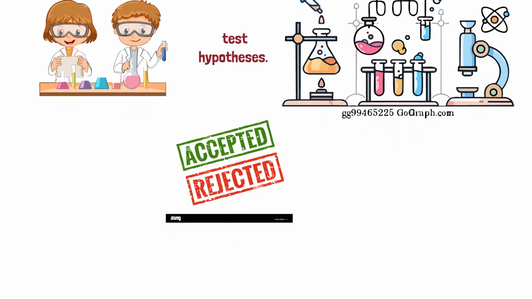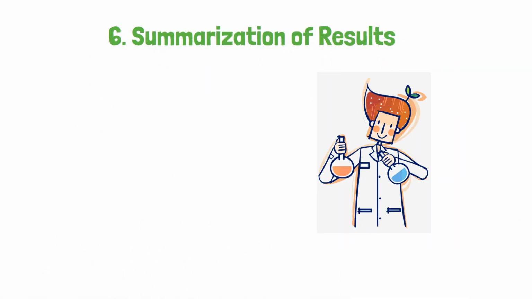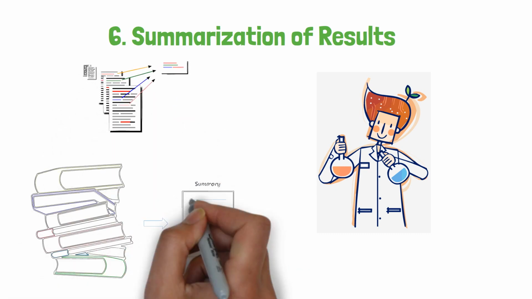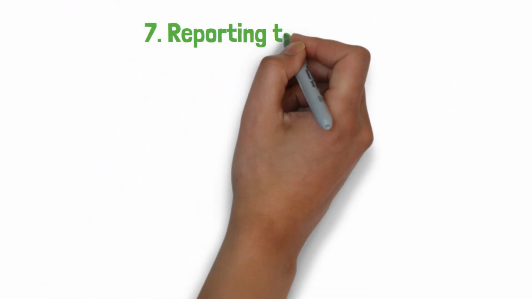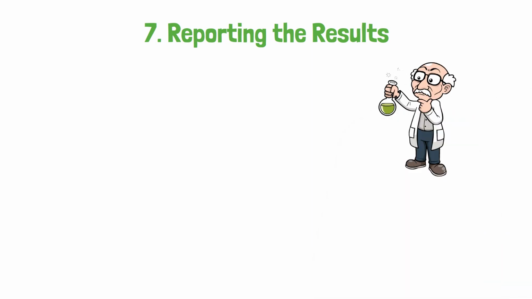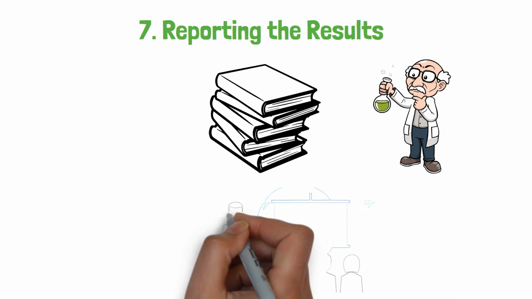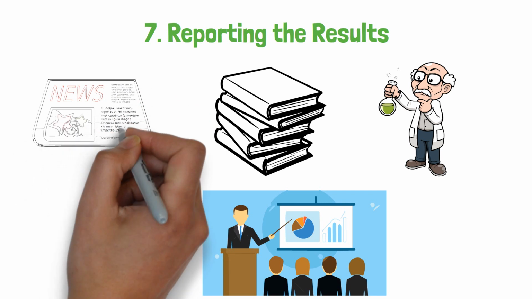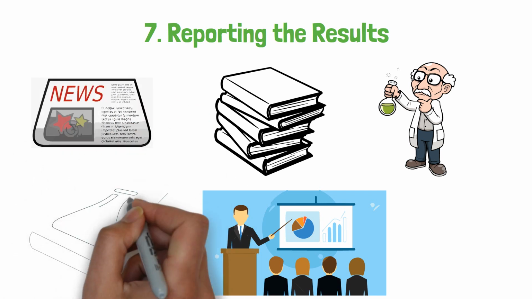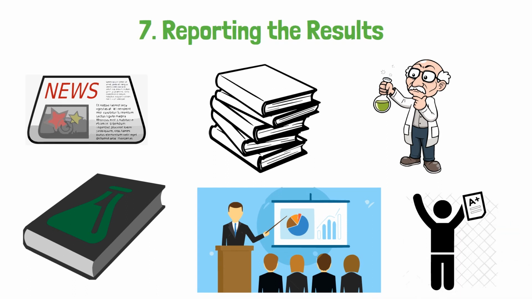6. Summarization of results. Biologists collect quantitative data from experiments and analyze them statistically. Data from different groups are compared, and conclusions are drawn based on the results. 7. Reporting the results. Finally, biologists share their findings through publications in scientific journals, books, presentations at conferences, and seminars at educational institutions. Sharing results allows others to verify the findings and apply the knowledge to solve other problems.